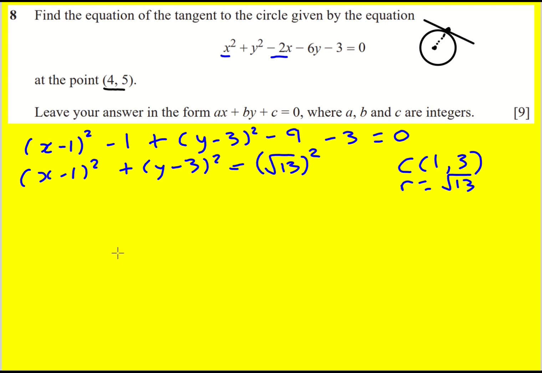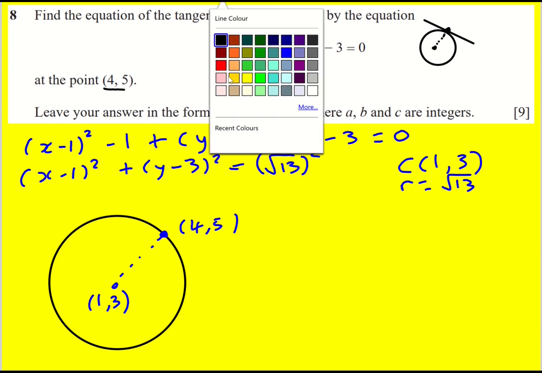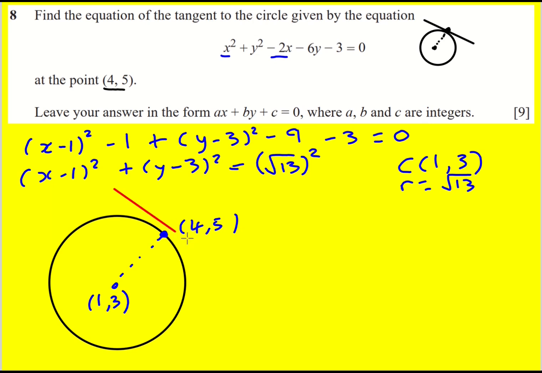I'm going to draw a bigger version of that original circle. So 1, 3 is my center. And I'm interested in 4, 5. So, okay, 4, 5 is maybe going to be up here somewhere. And then I've got my tangent, which just glances off the circle.